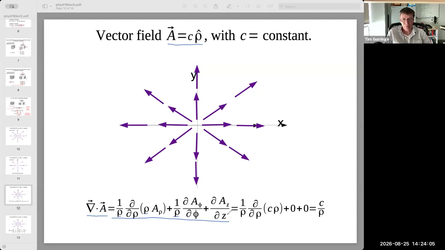We mentioned why those complications arise. But anyway, what have we got to do? We've got to substitute in for A rho, for A phi, for A z, for our field. Our field is just C in the rho direction with no component in the phi direction, no component in the z direction.